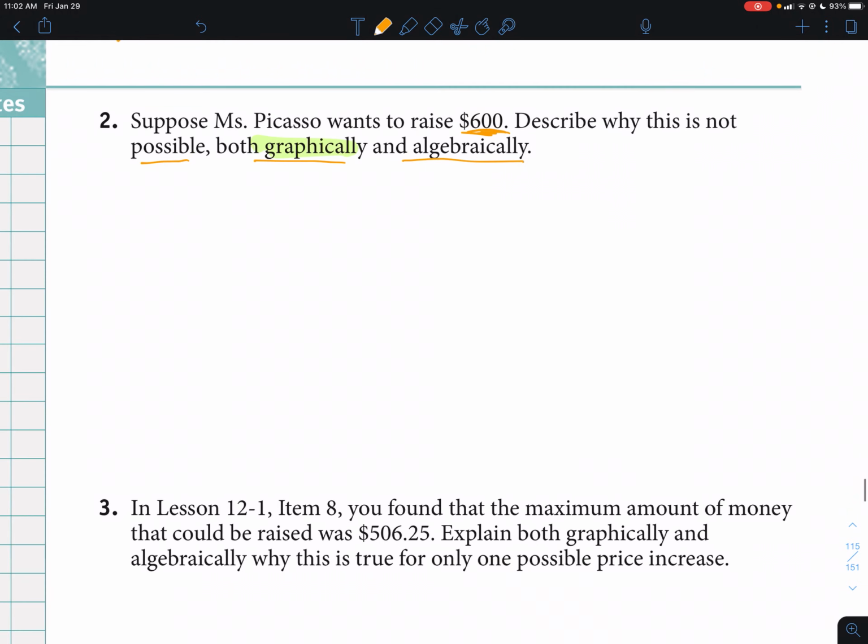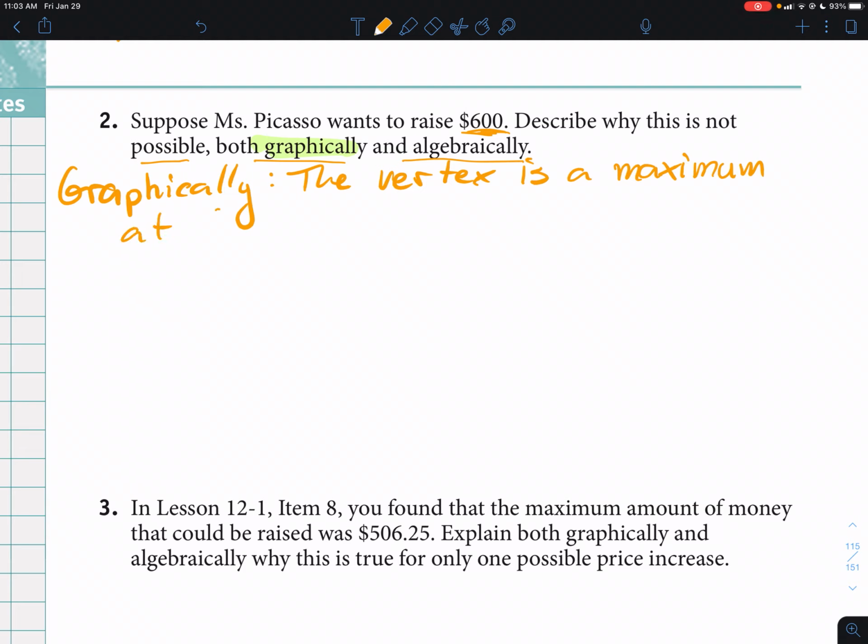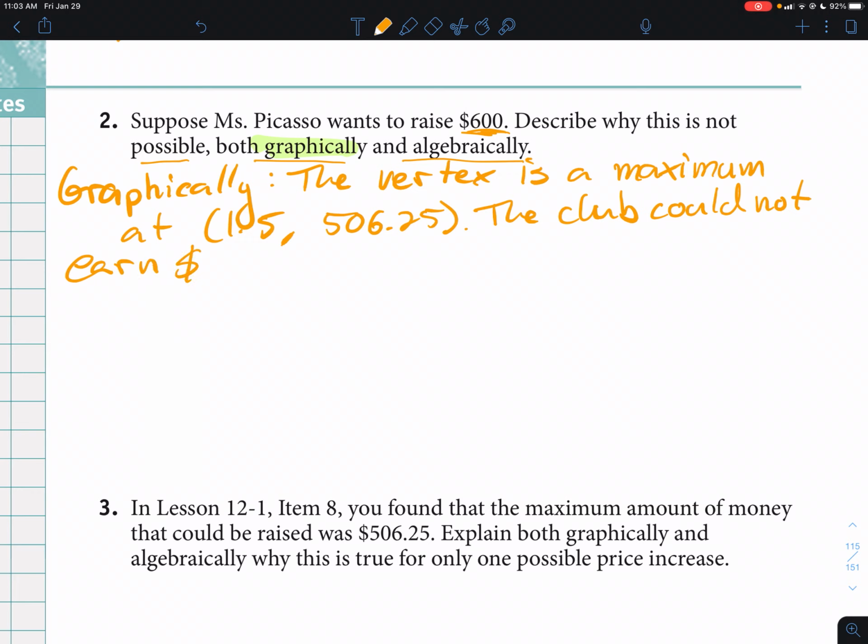So graphically, the vertex is a maximum at 1.5, 506.25. The club could not earn $600.